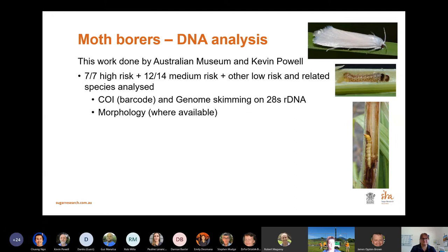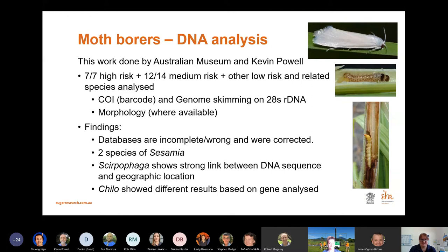Our findings. So one of the first findings was that some of the databases are wrong, some are incomplete, and so these have been updated and corrected where they can be. We also found there were two species of Sesamia in these areas. From the DNA analysis, it gave a nice clear result there. The Scirpophaga had a really good link between DNA sequence and geographic location, which is actually quite interesting from a biosecurity point of view. And Chilo did show different results based on the gene analysed. So there's more work to be done.